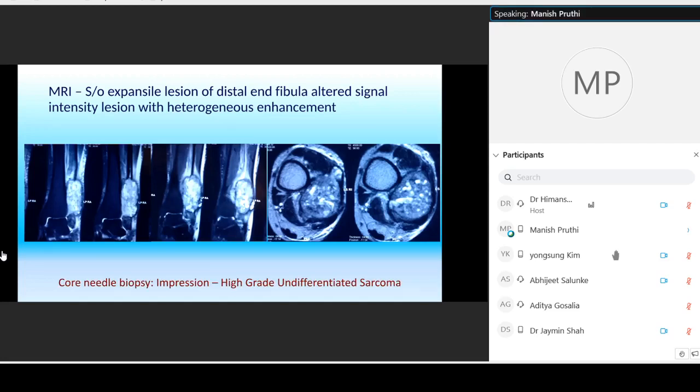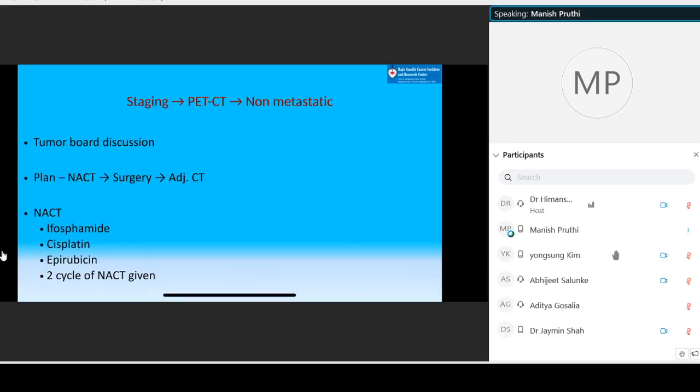So we did a core needle biopsy, and the biopsy was suggestive of a high-grade undifferentiated sarcoma. It was not osteosarcoma as far as the initial pathology goes. We did the staging workup. Our medical oncologist asked for a PET CT, which was suggestive of non-metastatic disease. We did a tumor board discussion, and she was planned for chemotherapy based on the standard osteosarcoma 3-drug protocol, although our medical oncologist used epirubicin in place of adriamycin here.